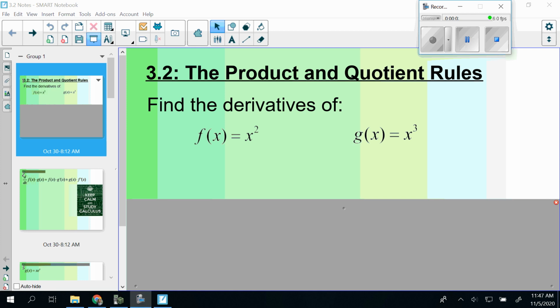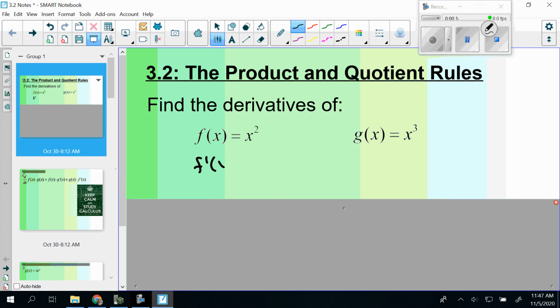All right, we're going to look at two rules called product and quotient rule. First, we're going to find the derivatives of each of these. So we're going to use those little pattern methods we learned prior to this on how to find the derivative. And remember, this little prime symbol here means we're finding the rate of change.